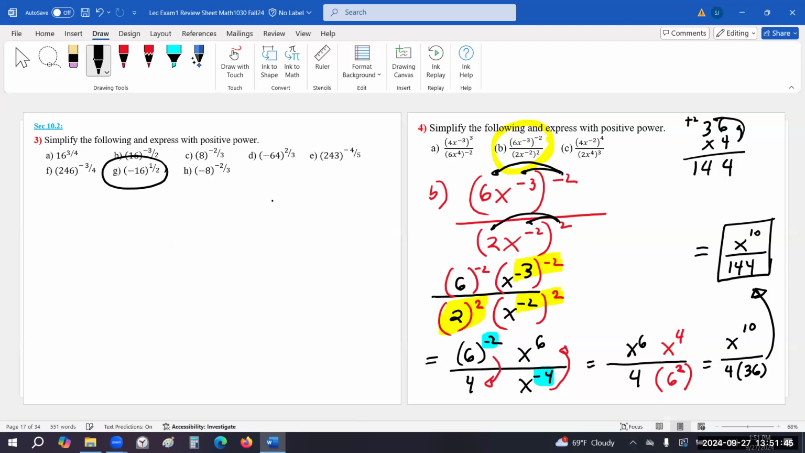Let's do the easy one first. Negative square root of 16 to the power 1/2. Square root of negative 16. And what is square root of negative 16? It's 4i. Square root of negative 1 is i, and square root of positive 16 is 4. So it's 4i.